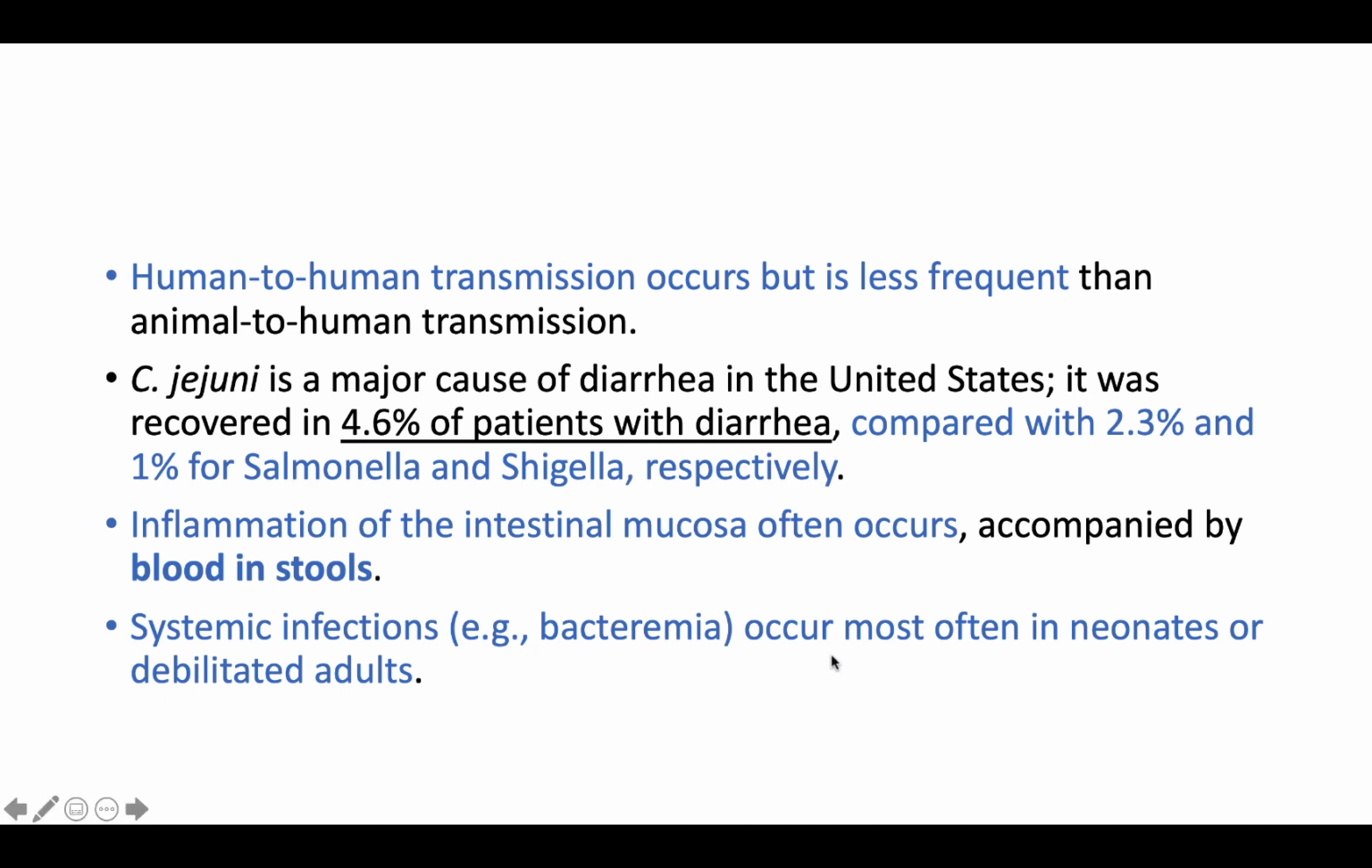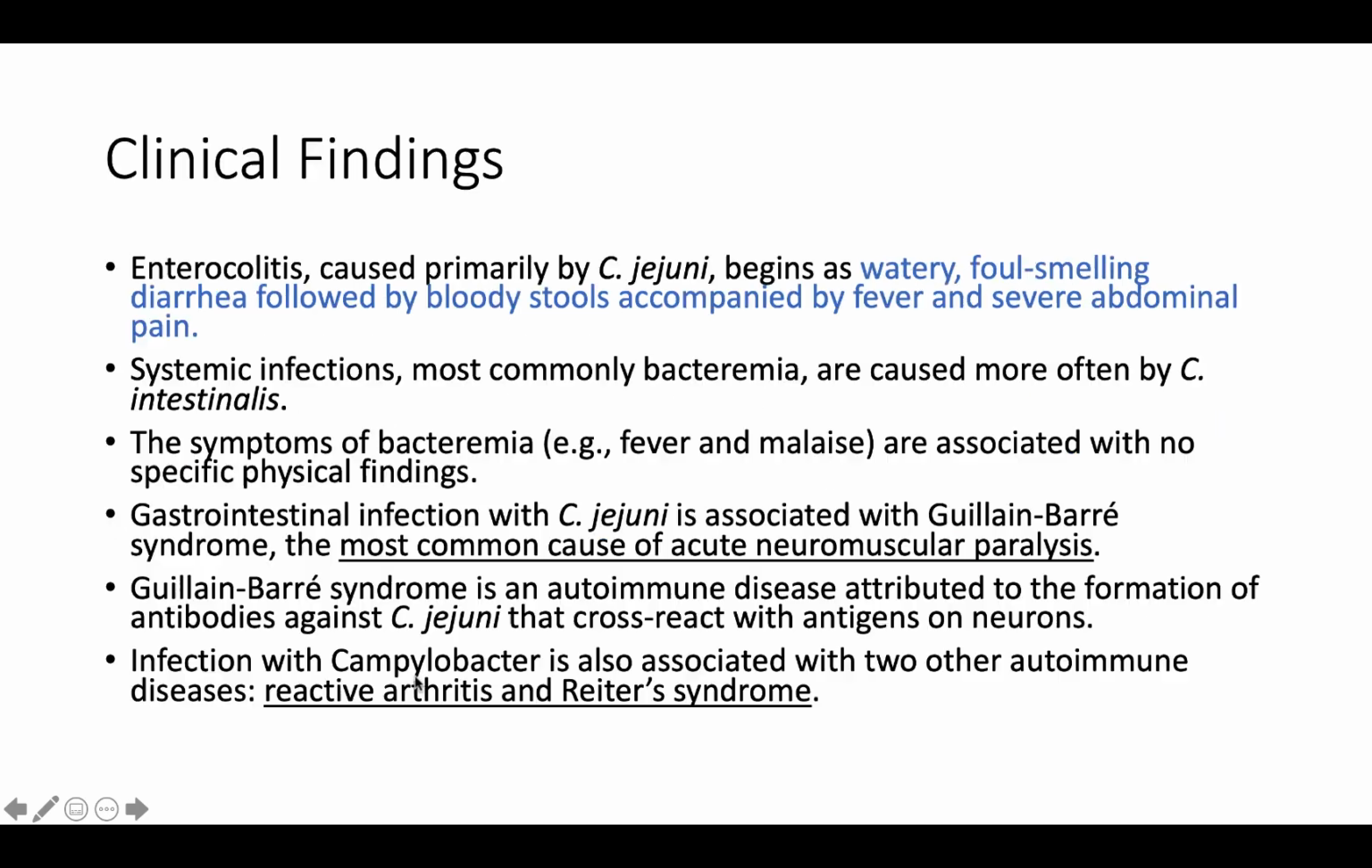Systemic infection, bacteremia, can occur, most often in neonates or debilitated adults. Clinical findings: what is the picture? A watery, foul-smelling diarrhea, followed by bloody stools, fever, and severe abdominal pain. So does this picture differ much from dysentery? Usually not, you would think of it because there is fever and there is bloody diarrhea.